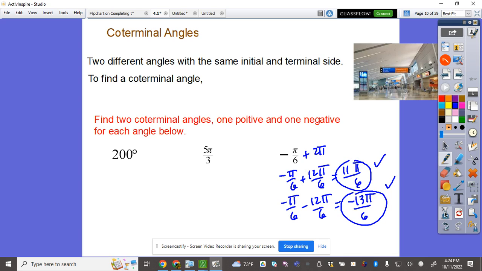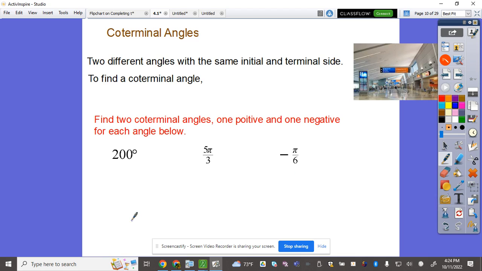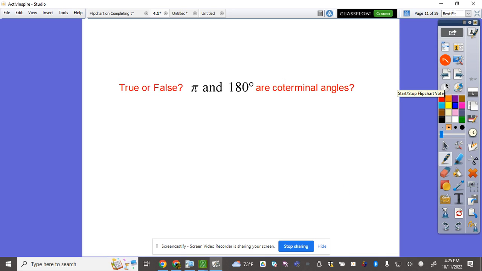I'd like you to try this one. Let's say negative 45 degrees, 7 pi over 11, and negative pi over 4. Can you please find a coterminal angle of these three angles: negative 45 degrees, 7 pi over 11, and negative pi over 4?